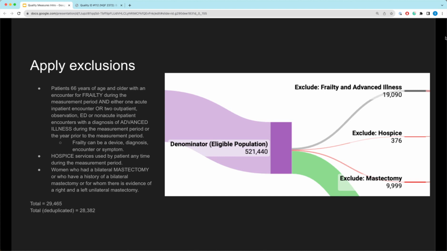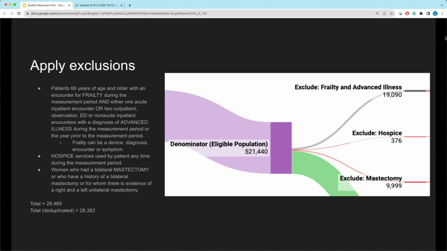For the exclusions, these three exclusions listed here are what we found in this Medicare LDS population. There are other exclusions that we're going to go through on the next slide. So for frailty and advanced illness, we found 19,000. For hospice, we found 376. And then for mastectomies, we found almost 10,000. Again, that's out of the patient eligible population of 521,000.